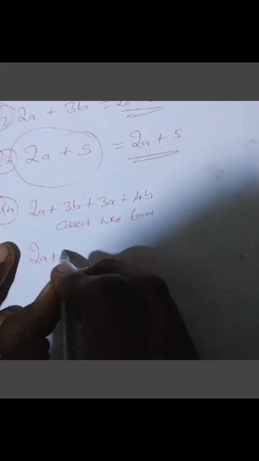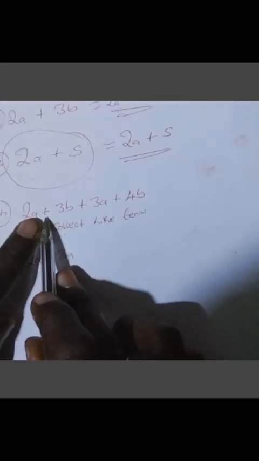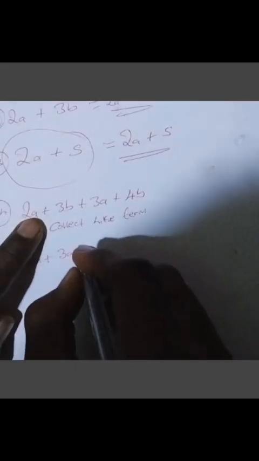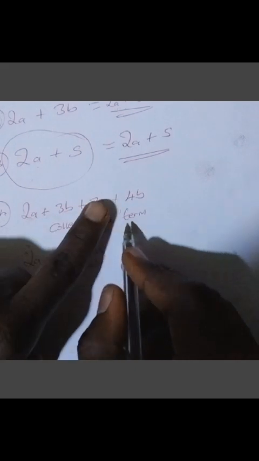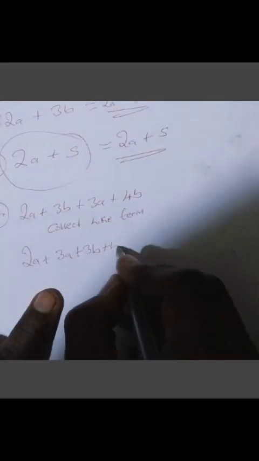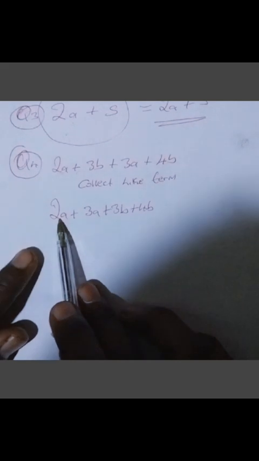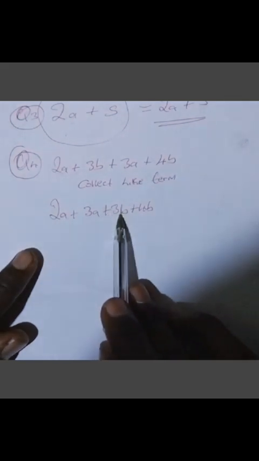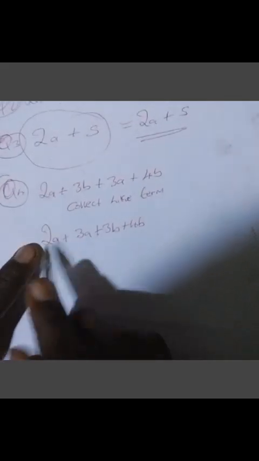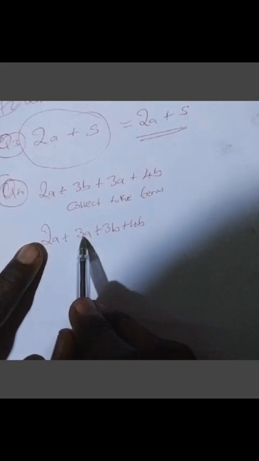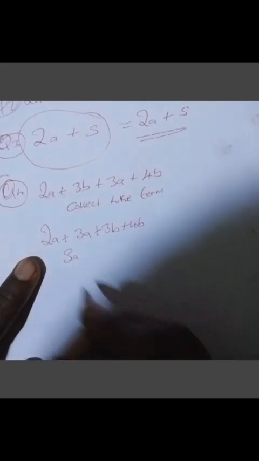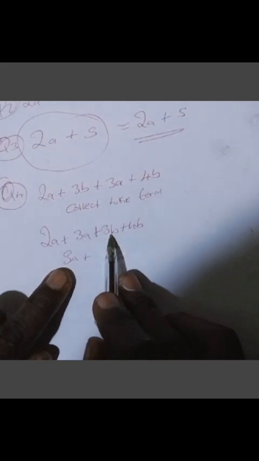So we are going to have 2a here plus 3a. We are having now plus 3b here, plus 3b plus 4b. So we have arranged them. We are now having 2a plus 3a plus 3b plus 4b. So now we are going to see 2a plus 3a gives us what? 5a. Plus, please don't add this 5a to this 3b, that is wrong.